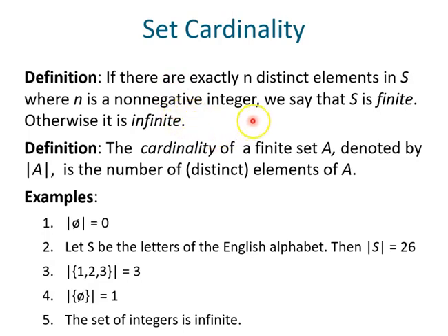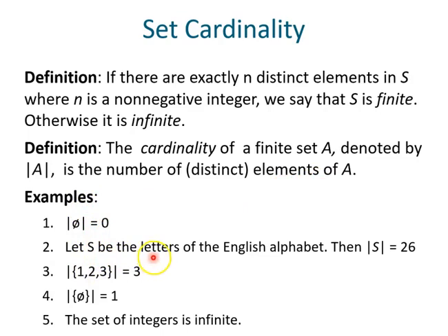Definition. If there are exactly n distinct elements in S, where n is a non-negative integer, we say the set S is finite. Otherwise, S is infinite. Definition. The cardinality of a set A, denoted this way, is the number of distinct elements in A. For example, the empty set has cardinality 0.